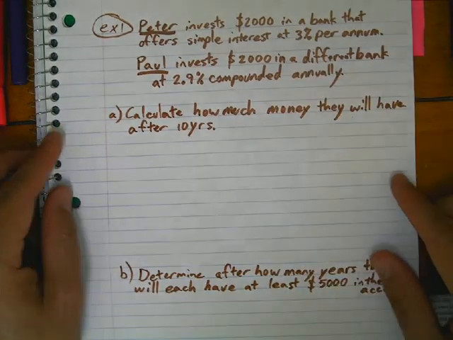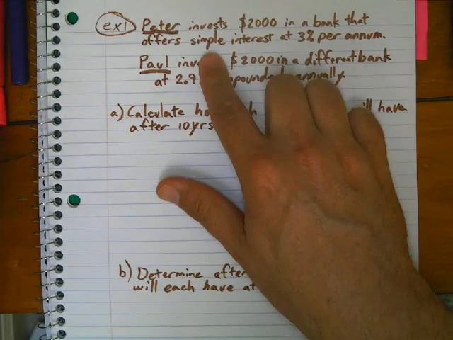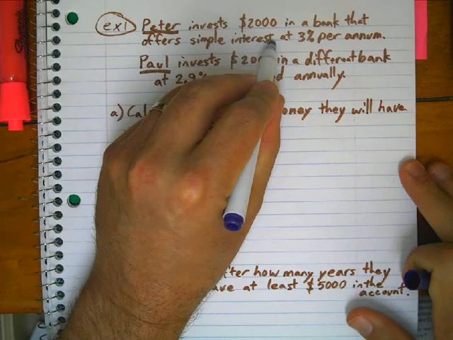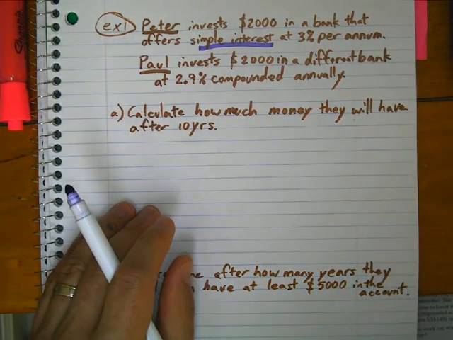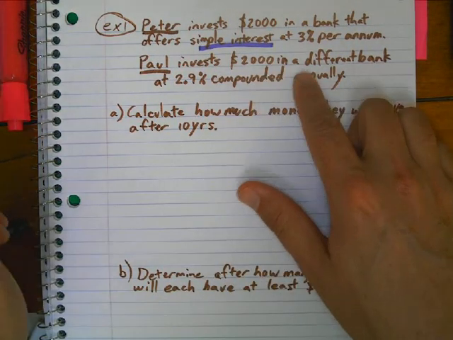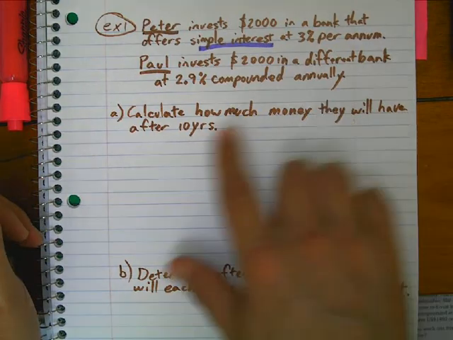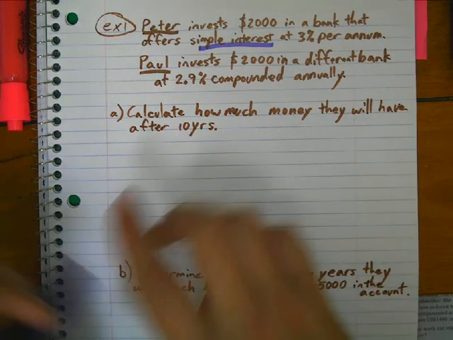Okay, so Peter invests $2,000 into the bank that offers simple interest at 3%. Paul invests $2,000 in a different bank that has compounded interest annually. Calculate how much money they will earn after 10 years.